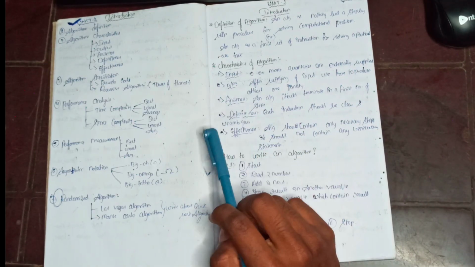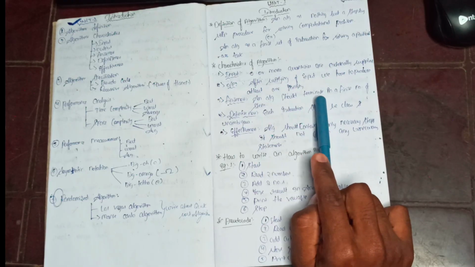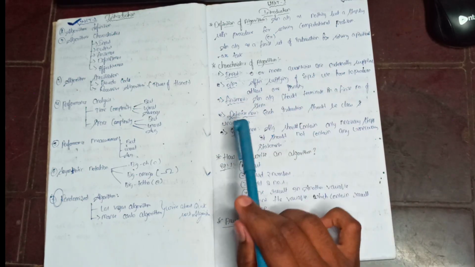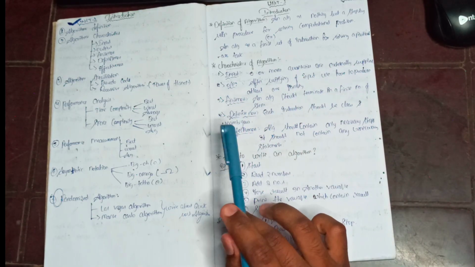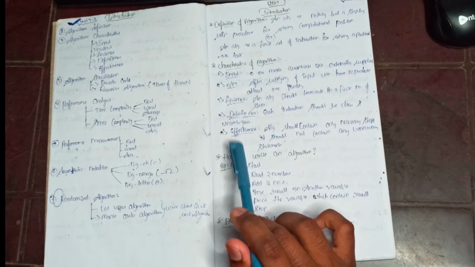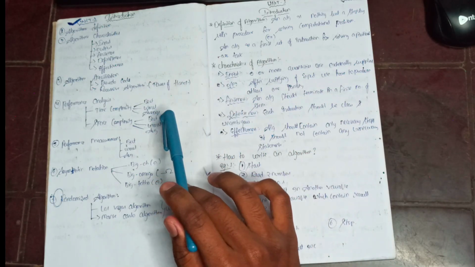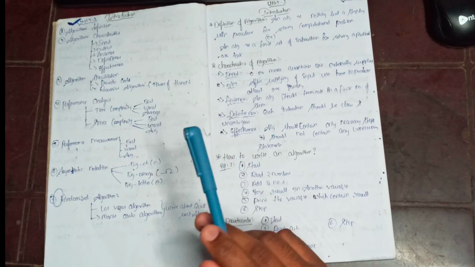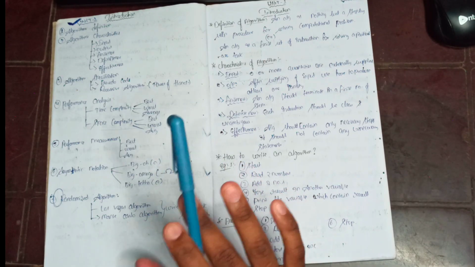Next, finiteness is nothing but an algorithm should terminate in a finite set of steps. So we have to conclude the algorithm in a finite set of steps. Here, how many steps in the previous example were completed? Only four steps, which is a finite number of steps.